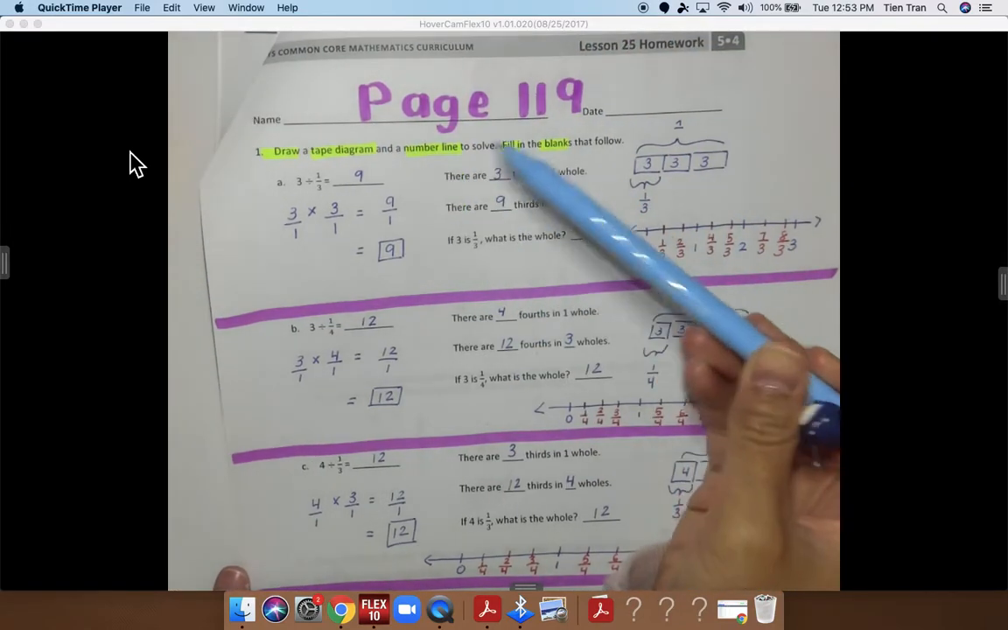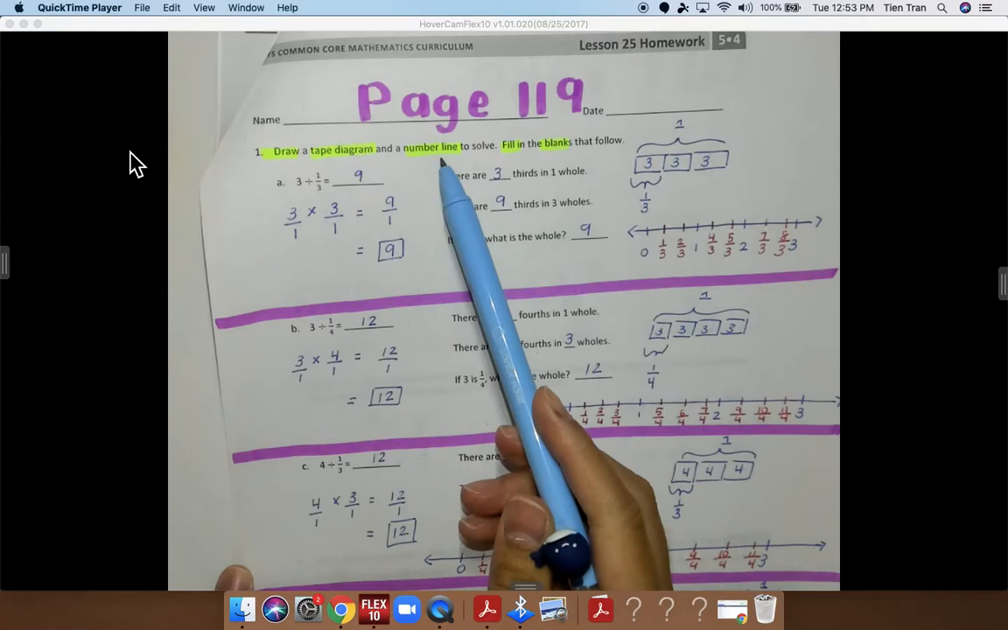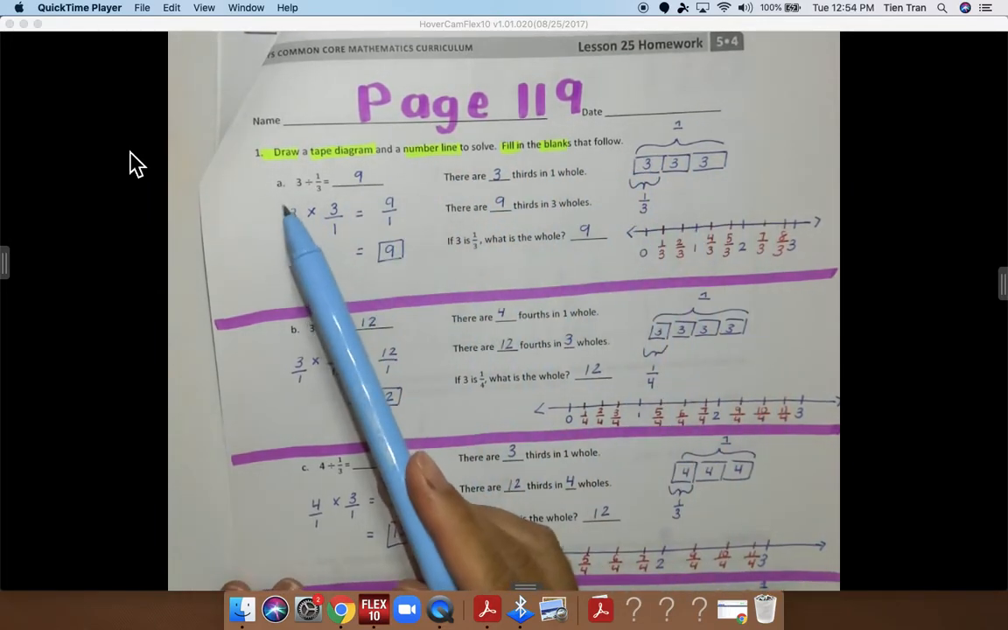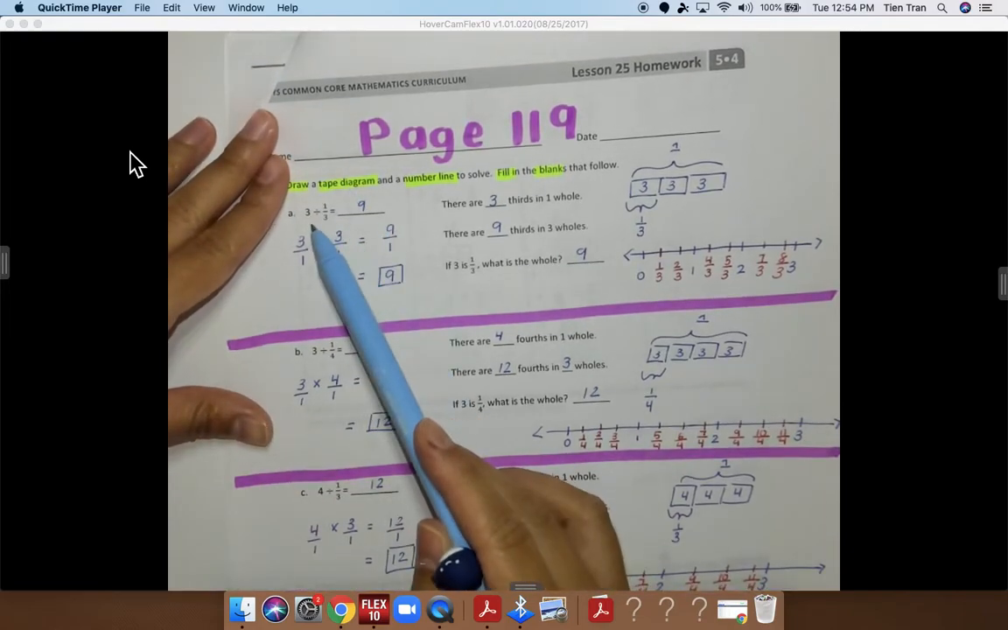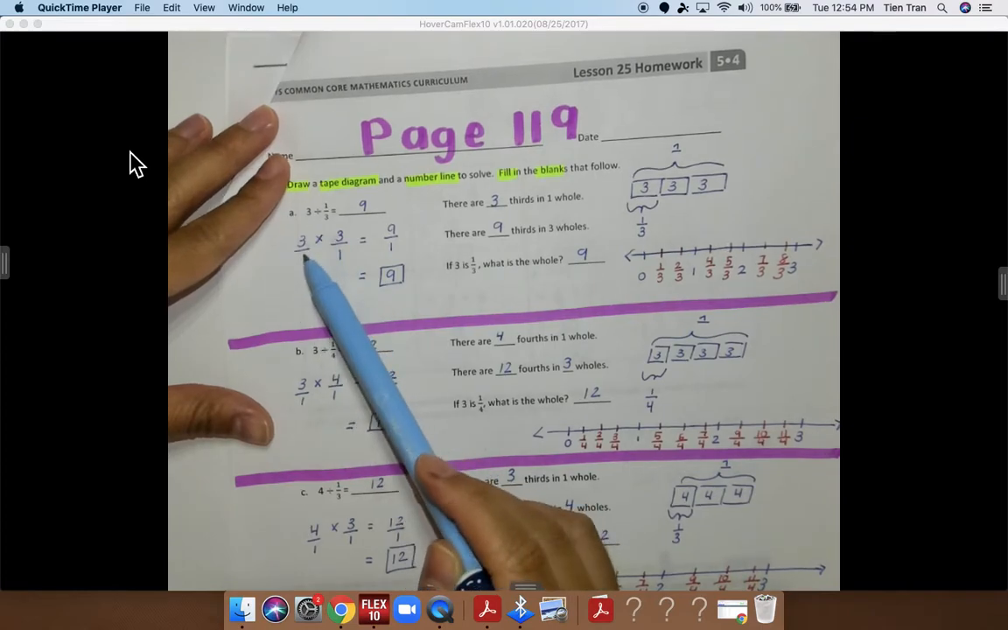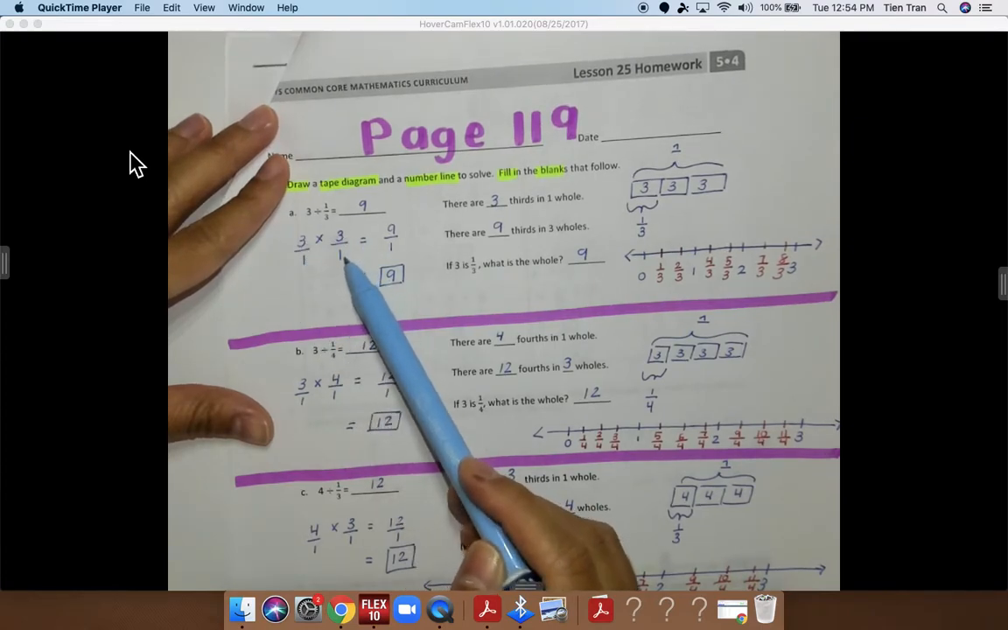We're on page 119. Make sure you are drawing a tape diagram and number line to solve. Fill in the blanks that follow. So for part A, they asked you to divide 3 divided by 1/3. To solve for this, what I did is I multiplied 3 times 3/1.